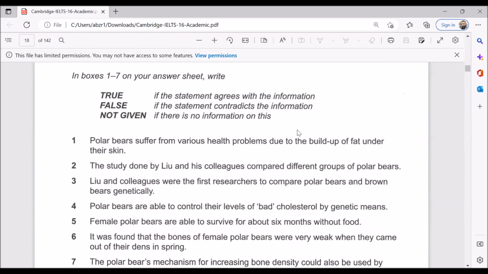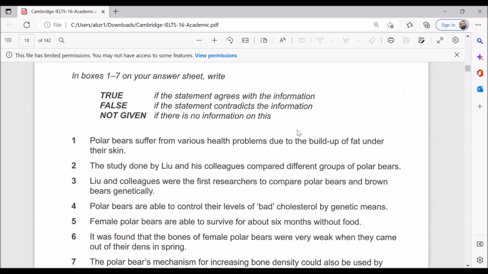This is not yes, no, and not given, because in true, false, not given, you can only answer by mentioning true, false, or not given. But it can't be yes, no, or not given. The common mistake that students make is considering that true, false, not given and yes, no, not given are the same question, the same category of question.